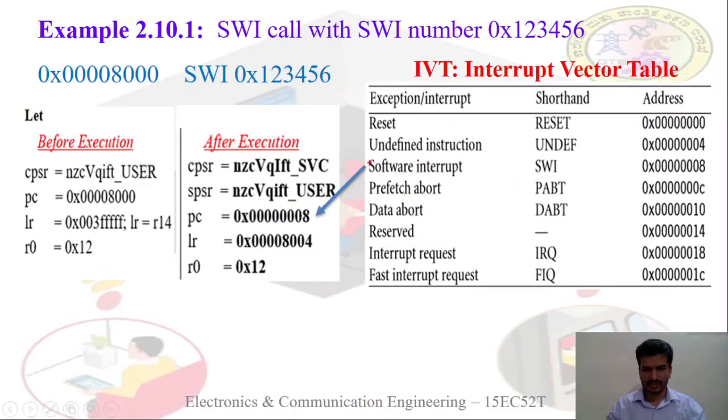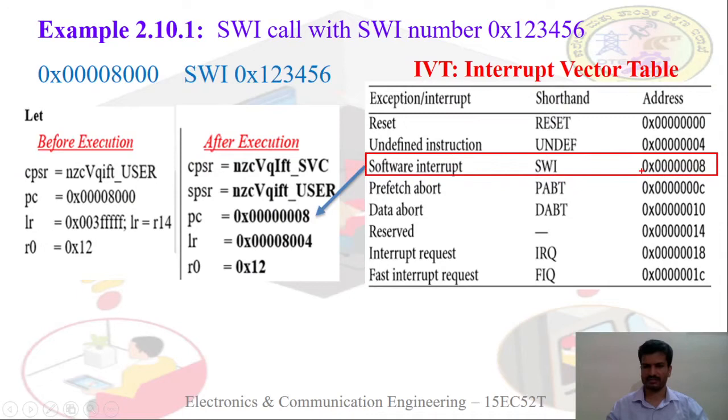For each interrupt or each exception, we have an address. For the SWI instruction, we have 0x000008, where the interrupt related program is stored. So for the SWI instruction, 8 is the interrupt vector table entry. This is the ISR for the SWI instruction.